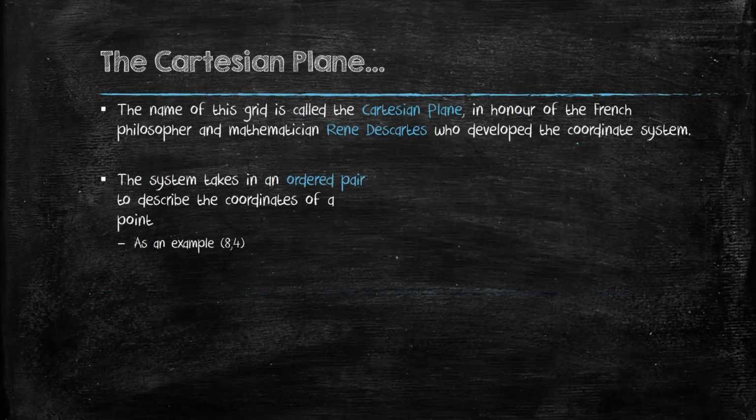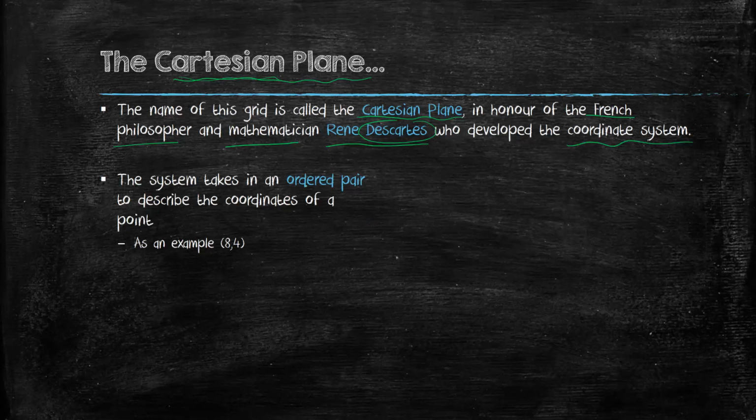Okay, the first thing that we've got to look at is the actual name. So we call the grid and the pairs the Cartesian plane. The name, the Cartesian plane, is in honor of the French philosopher and mathematician René Descartes, who developed the coordinate system. Because his last name is Descartes, we call it the Cartesian plane. So we've named it after him in honor of the fact that he came up with it.